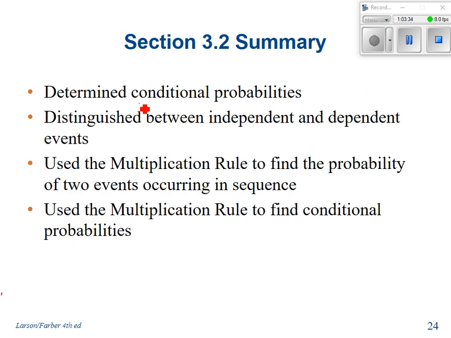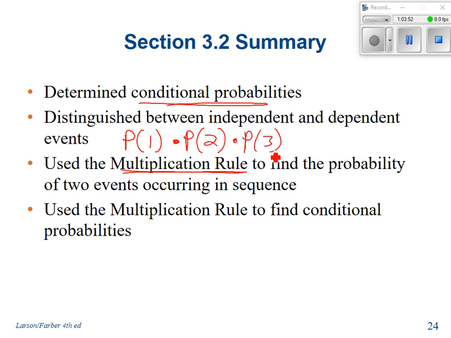So conditional probabilities, remember independent, dependent. Know if events are independent or dependent. Use the multiplication rule. The multiplication rule just says you find the probability of event 1 times the probability of event 2 times the probability of event 3, whatever, as long as they work out that way.